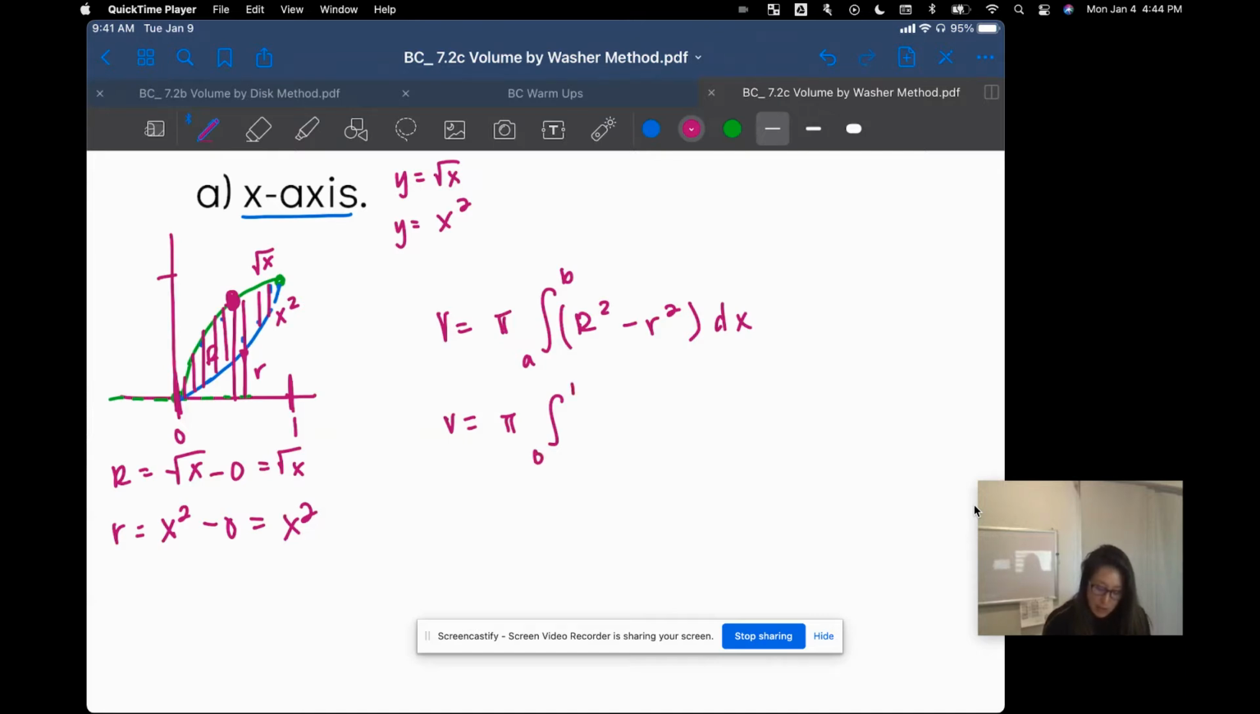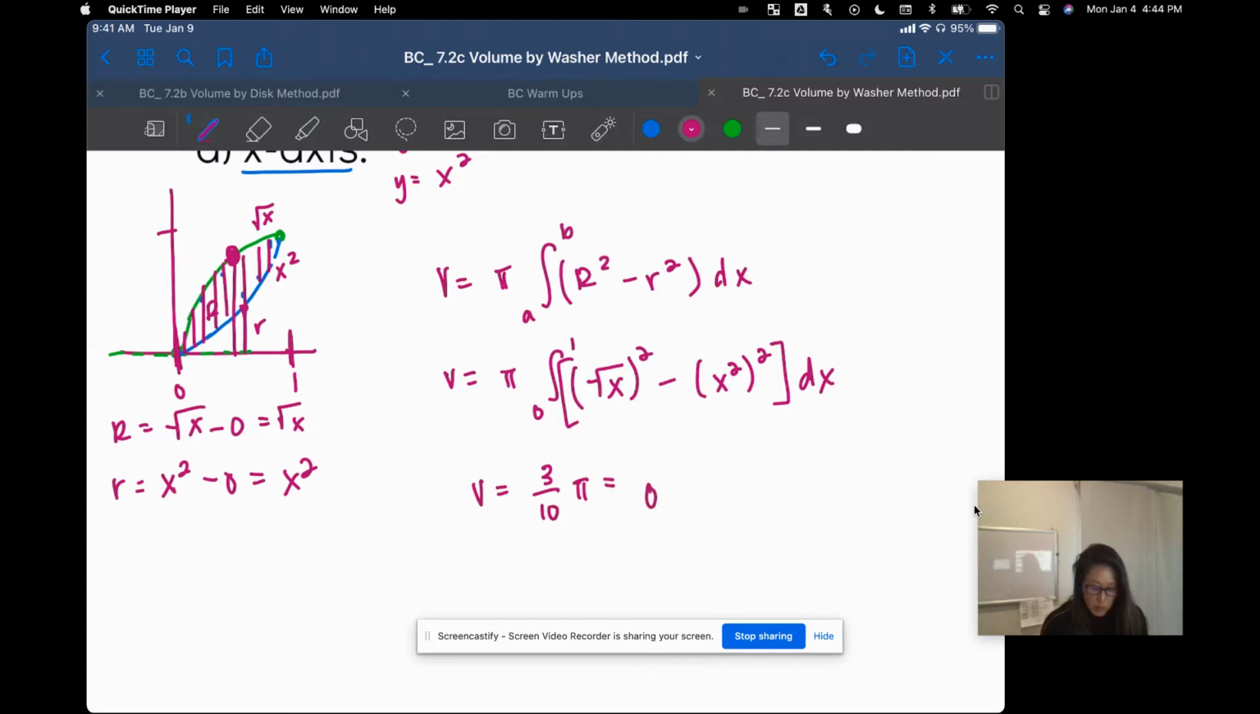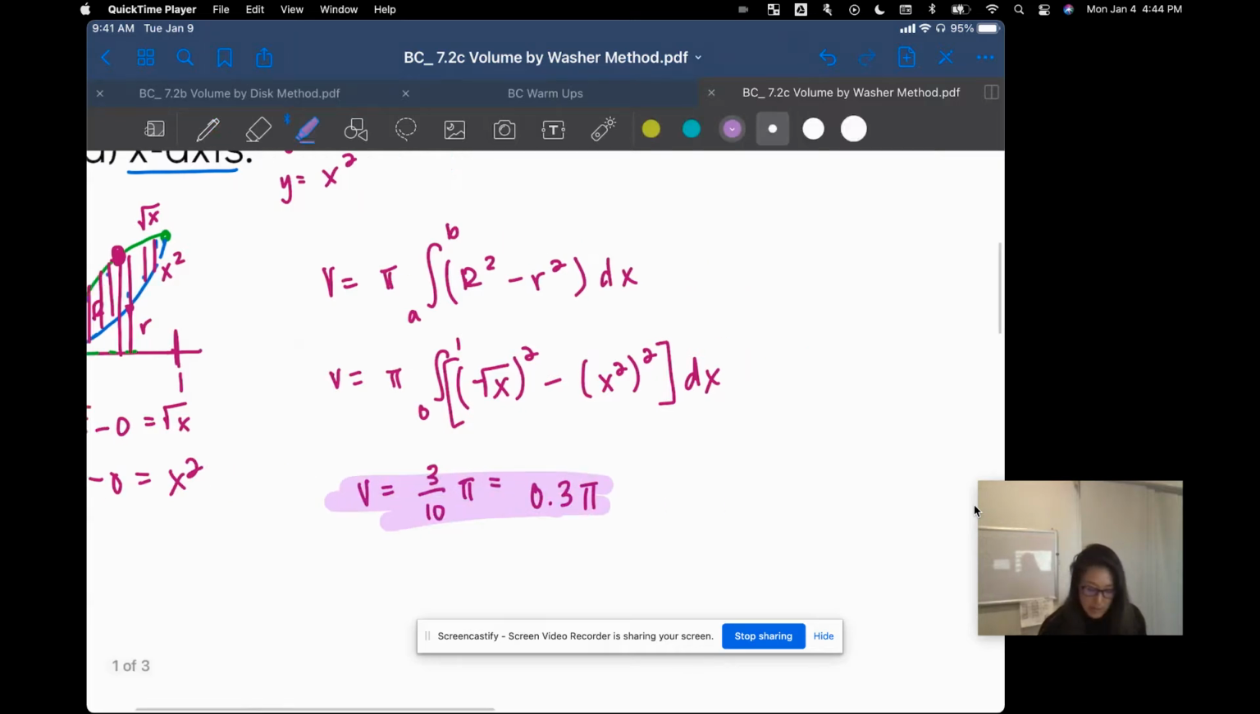Big R is the square root of x, and then we need to square that, minus little r, which is x squared, and then we need to square that. And then we want to take the integral of the whole thing. All right, so honestly, I did this in my calculator, and I got the volume is equal to 3/10 pi, or 0.3 pi. This is definitely one where you can take the integral on your own and it'll work out nicely, okay?